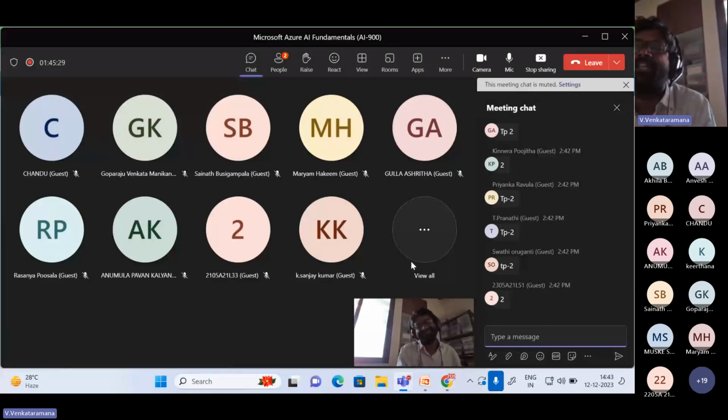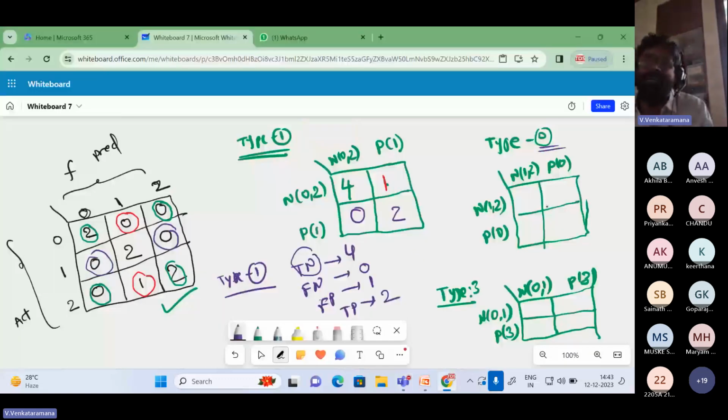with respect to type 0, what is the first cell value? Anyone? It is somewhat difficult, but try. I'm asking about the first cell, where both are true, with respect to type 0. We will see.